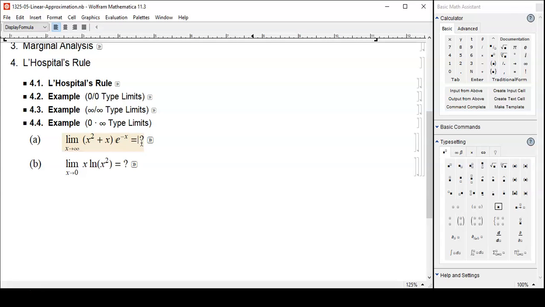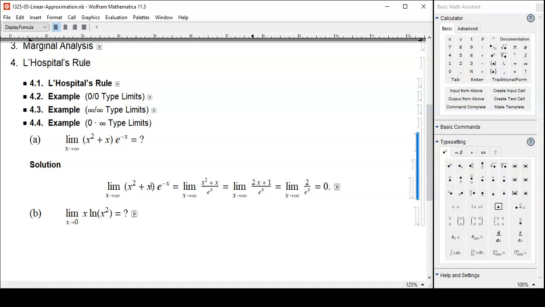In that case, you can change it into fraction. And easy way to change it is to move this exponential downstairs. Like this. Flip it down there. And then all of a sudden we have a fraction. It's an infinity over infinity type limit. So apply L'Hopital's rule once, twice. Okay, we are ready. Plug in and we get 2 over infinity. That's 0.